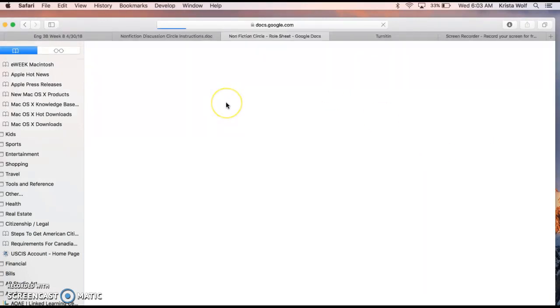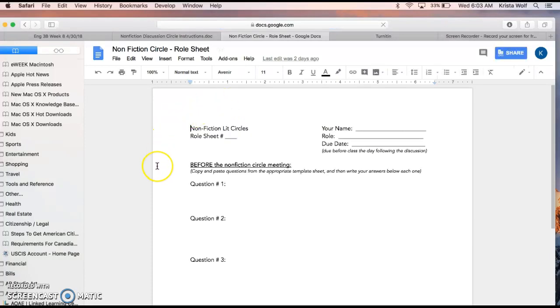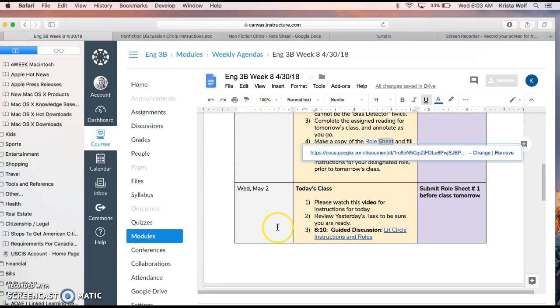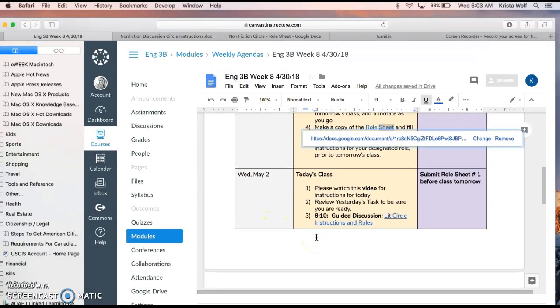Let's just hop over there real quick. Okay, so once again, this is what you need to have out. And you were supposed to have chosen one of the roles from the Lit Circle instructions, and each of you is going to play a role in the discussion today. So today's task is the guided discussion.